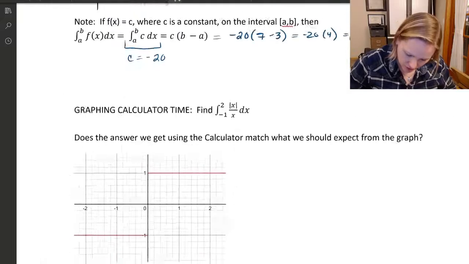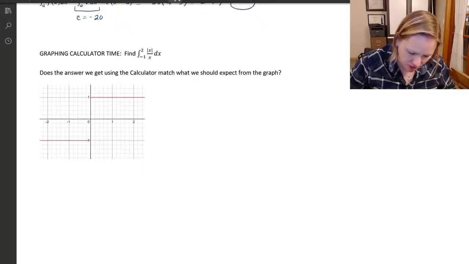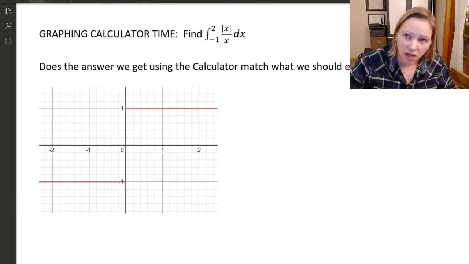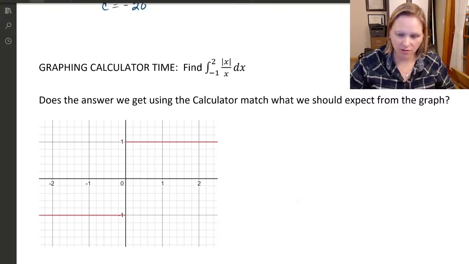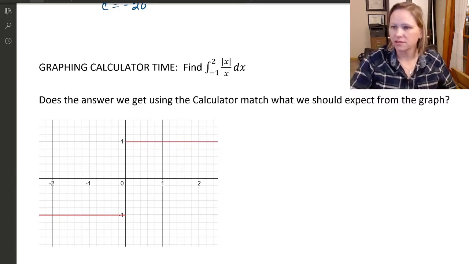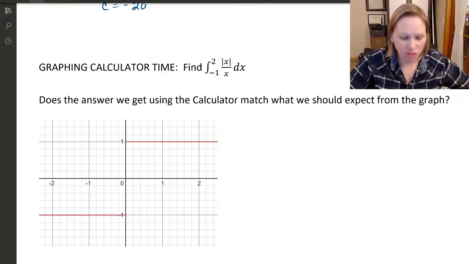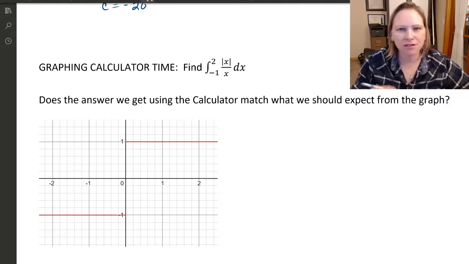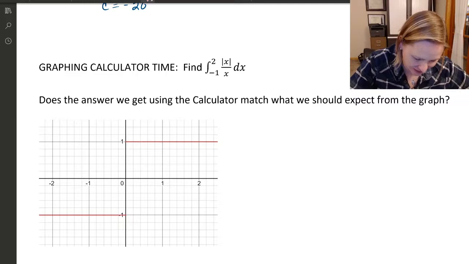Now, last things last, let's take a look at our calculator, because it's very important to be able to understand how to use a calculator to evaluate an integral. And so I'm going to show you some calculator moves here. Let's just make a quick prediction before we pull our calculator out, and I'll show you some buttons and some shortcuts that I know you're going to like.